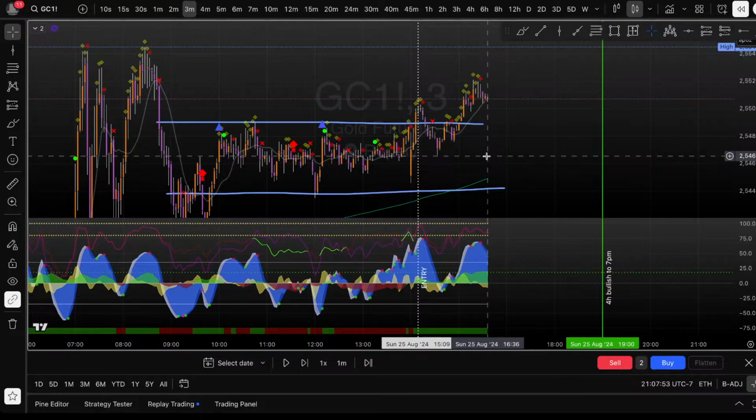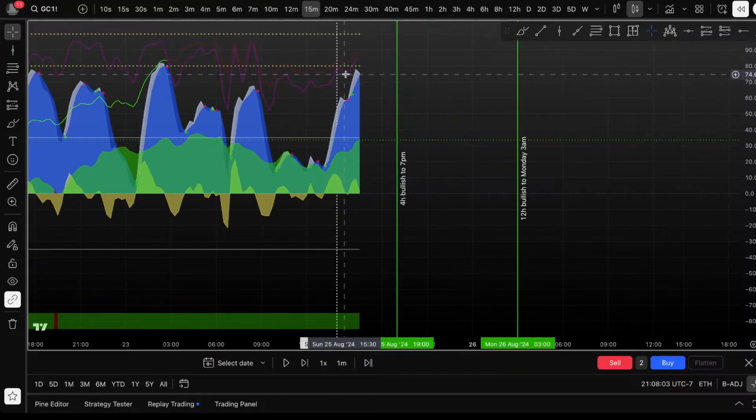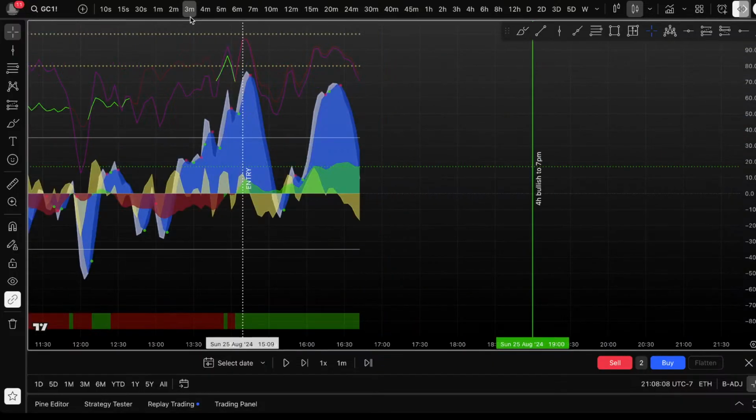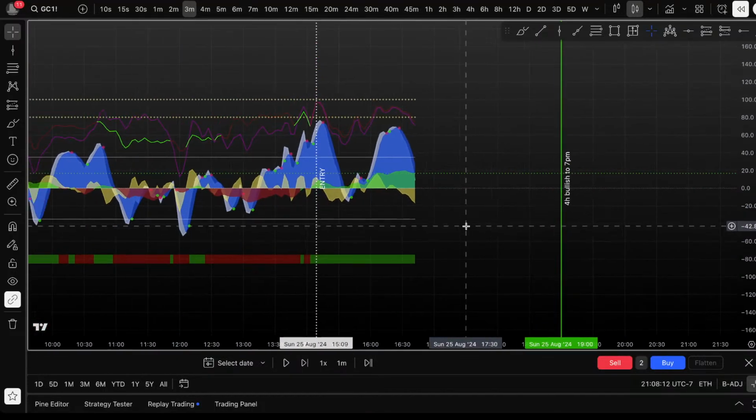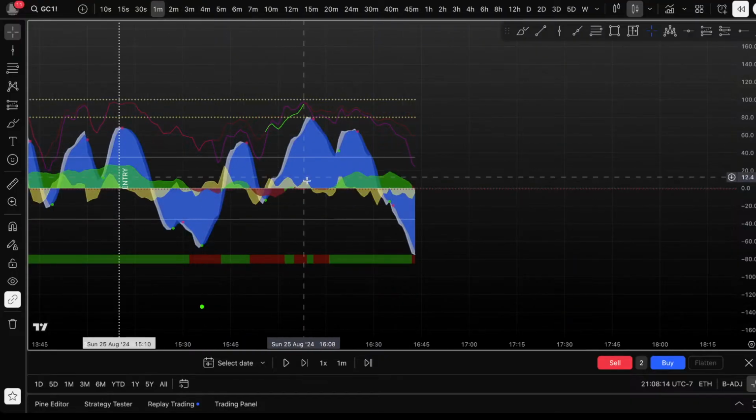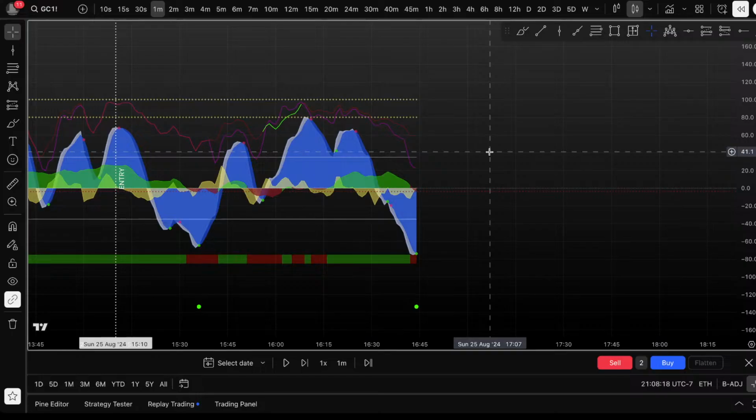Need this 3 VWAP to show some love. All right, what's the 15 doing? 15's clipping. Okay. What is the 1 minute gonna do? Come on, give me a bottom.